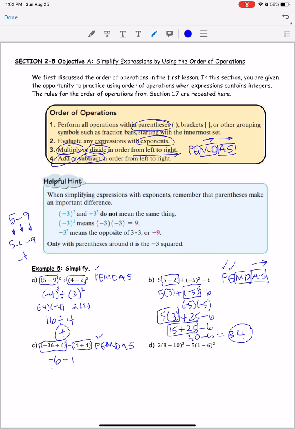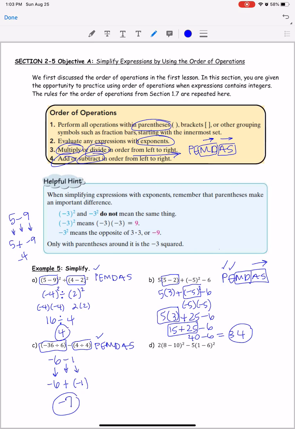Or do your keep, change, flip. Keep the first number of -6. Change your subtraction to addition. And flip the number of the second one. So this +1 becomes -1. So now when I add, we have the same sign, so we add and keep the sign. So -6 plus a -1 is -7.